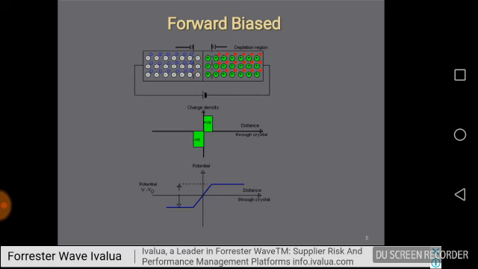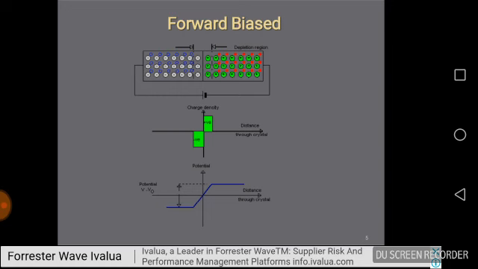Now when you increase the power supply voltage, a high electric field is formed across the junction. This gives the electrons and holes the energy to cross the junction. So when we increase this external voltage, the electrons from the N side and the holes from the P side will cross the junction, and this will constitute a current in the device.